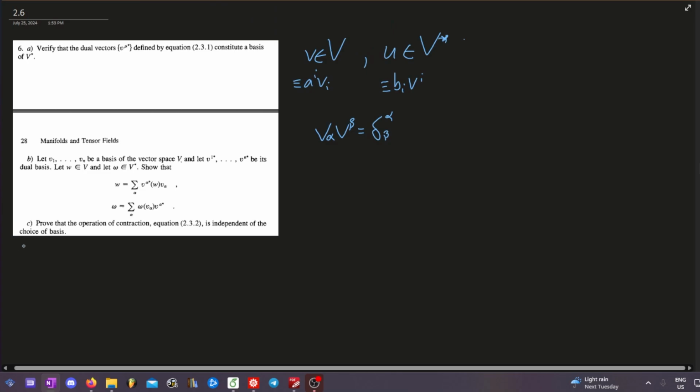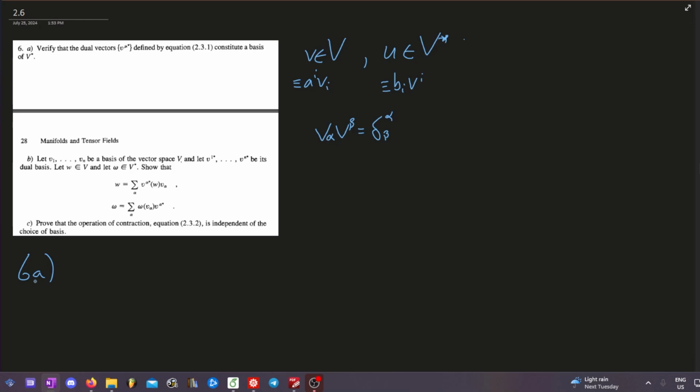So, okay, 6a. We need to show two things. In order to show that these vectors constitute a basis, we need to show linear independence, and we need to show that they span the space v star. So we'll start with linear independence.